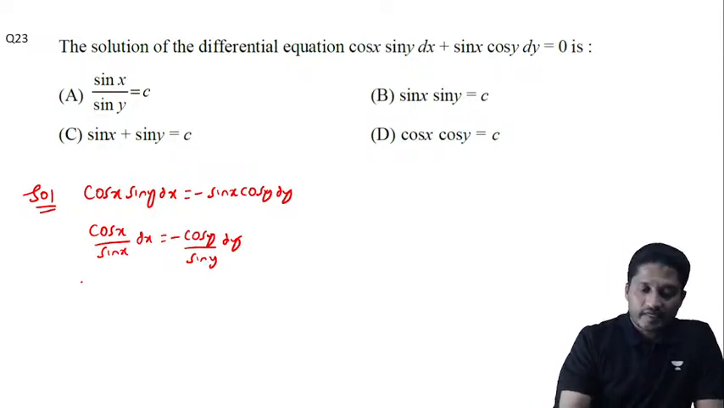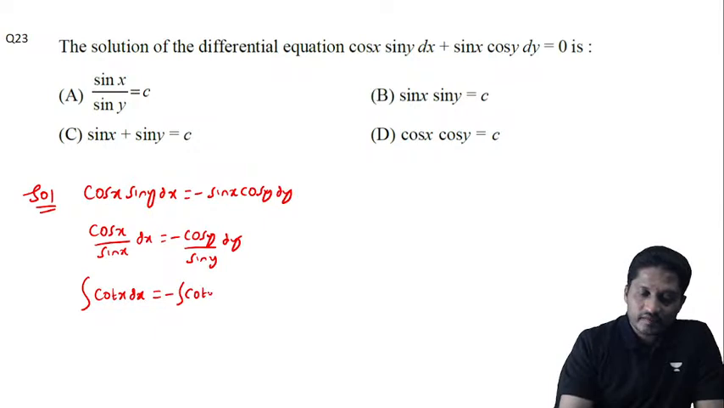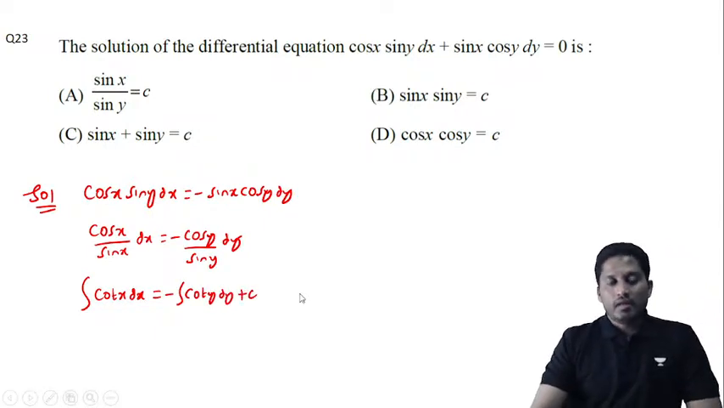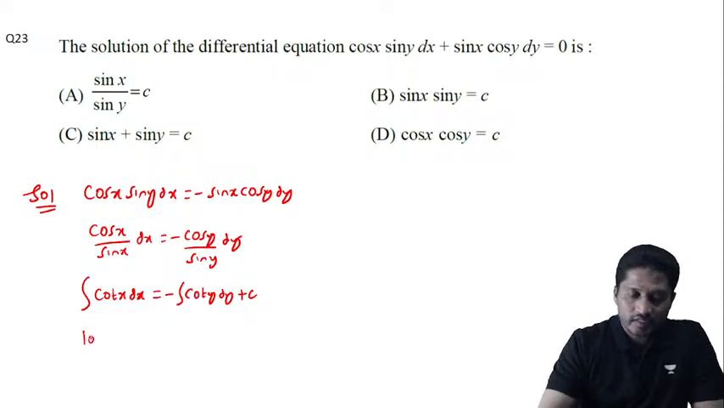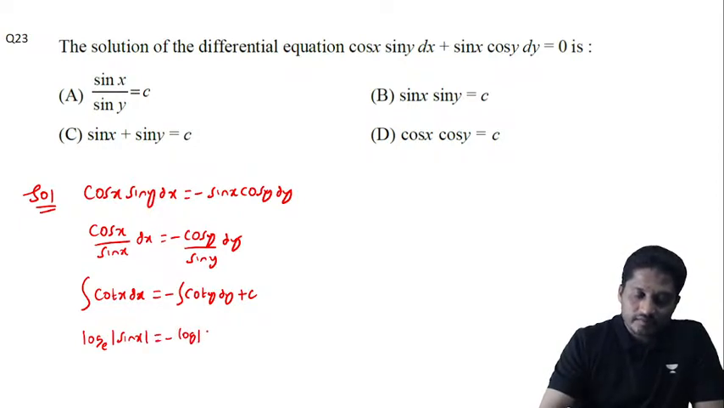Alright, now if I integrate, cos by sin is cot, right? Cot x dx is equal to minus integration of cot y dy plus c. Integration of cot x is log sin x is equal to minus integration of cot y, which is log sin y, and c can be written as log c.